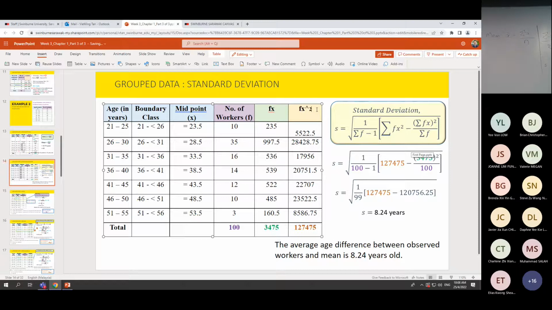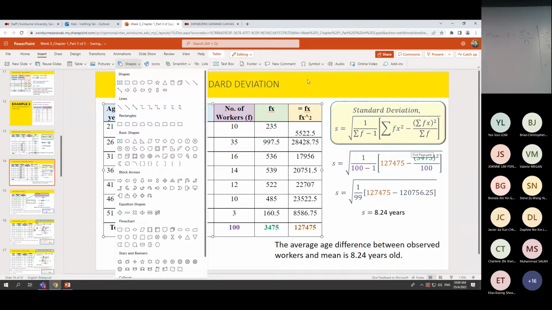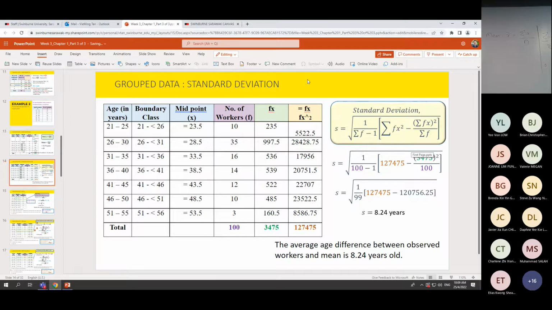Okay, how to get the Fx power 2 value? You can use the green column multiply with the blue column. Fx power 2 is referred to this one. Means Fx, and then multiply with X again. Okay, I try to find the dot.